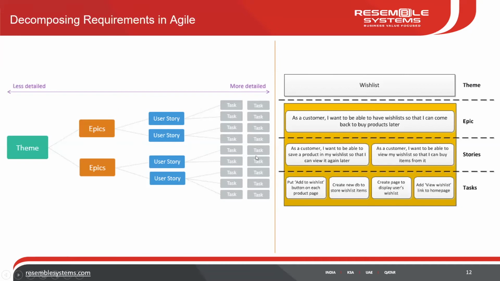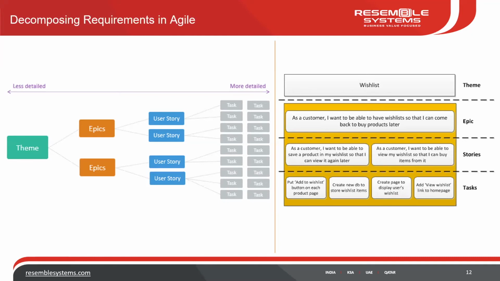So one of the themes is to have a wish list. You know what a wish list is. For example, you go to Amazon.com or another shopping website. There is an option, if you like something, you wish it. You click on a heart button or something, add to wish list. It gets added to your wish list. So this is the idea that the customer has.